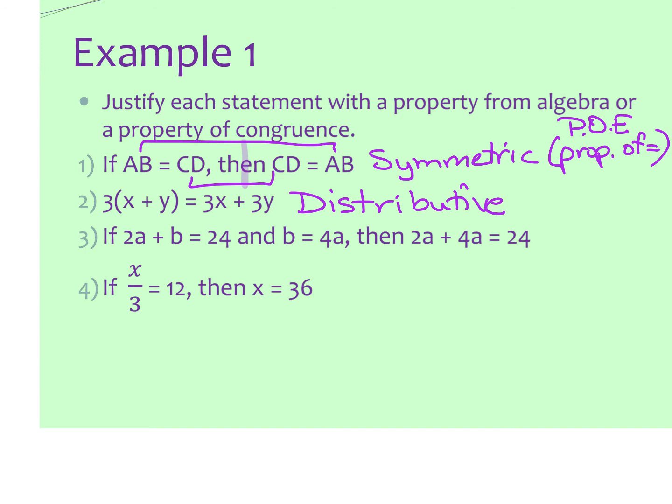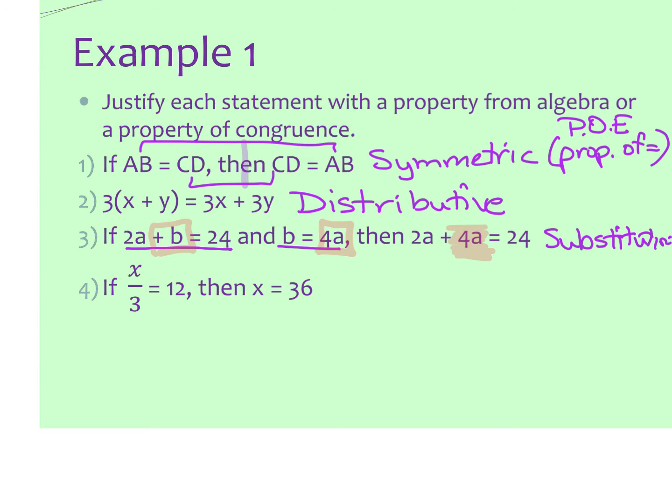The next one is substitution. And I'll show you what it means by that. What they did was, you were given that 2a plus b equals 24 and that b equaled 4a. So then they took out the b and replaced it with 4a over here. So they substituted, took out b, and now replaced it with 4a. And this is substitution.